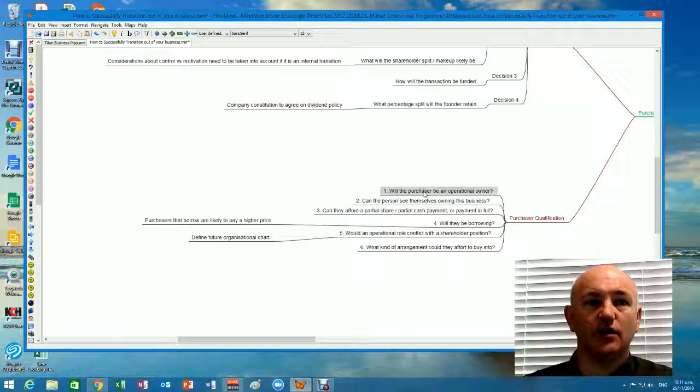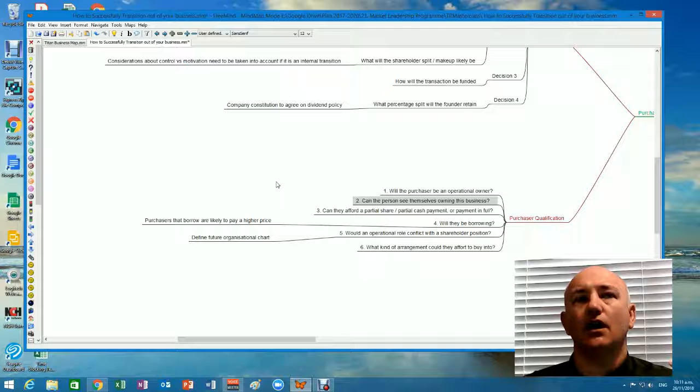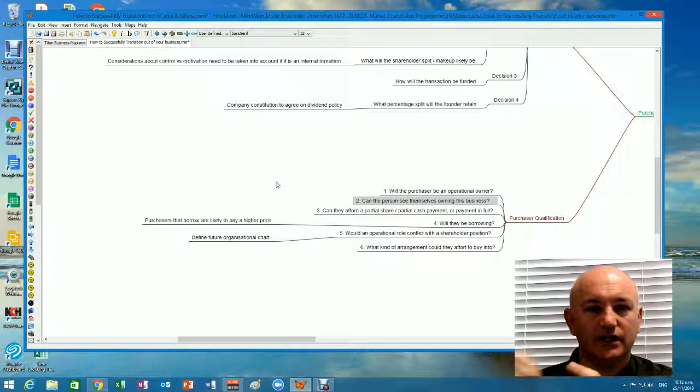Okay, qualifying our buyer. Will the purchaser be an owner operator? Can the person, if that's the case, can this person see themselves owning the business? So if the business is owner dependent, and it's a vocation type of business, like an electrical company for argument's sake, does the person need to be an electrician, or can they be a general manager or a CEO from a different industry? These are things to think about.